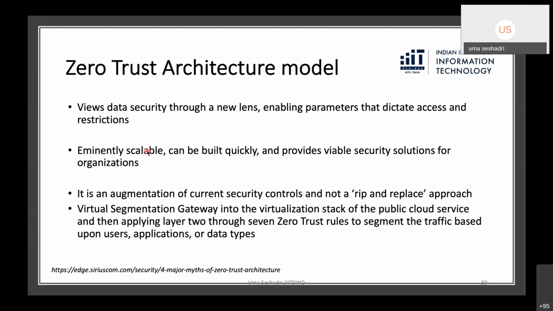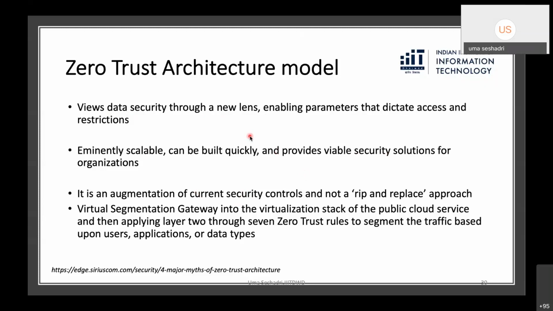Of course, this is eminently scalable. The model's concepts can always be scaled into a bigger organization, and viable security solutions are always possible through this. It is nothing but an augmentation of current security control. So if you have a security control policy established only for outsiders, now you have to look at all the inside employees also, and they should be given viable security control solutions so that they will not run into those challenging scenarios.